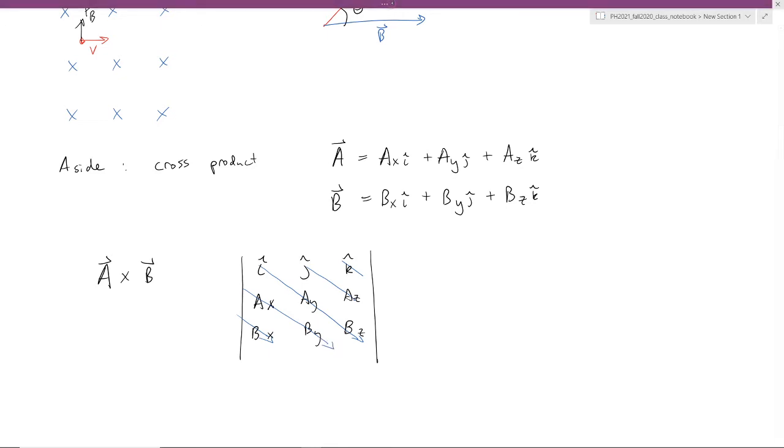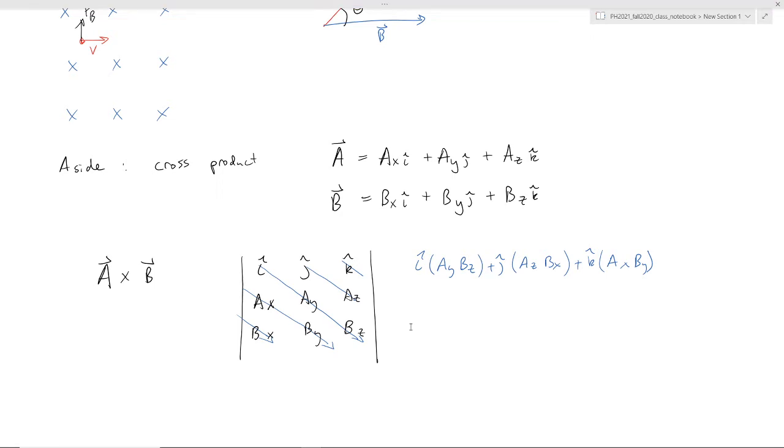And then that would correspond to i hat times AyBz plus j hat times AzBx plus k hat times AxBy. And from that, you're going to subtract the diagonals going the other way, which would look, let me try and draw this here, kind of like this.